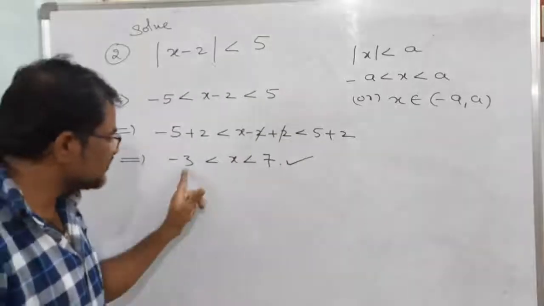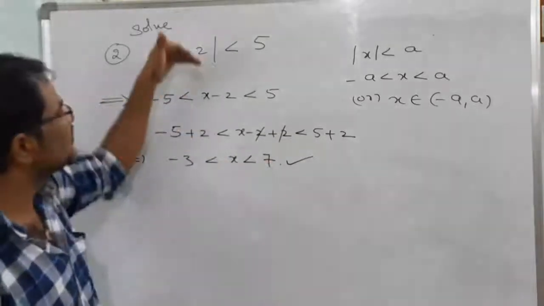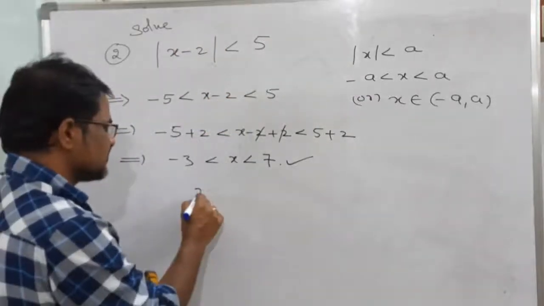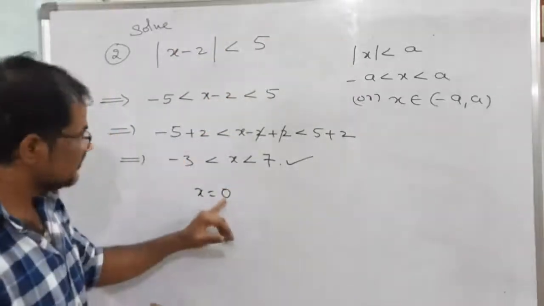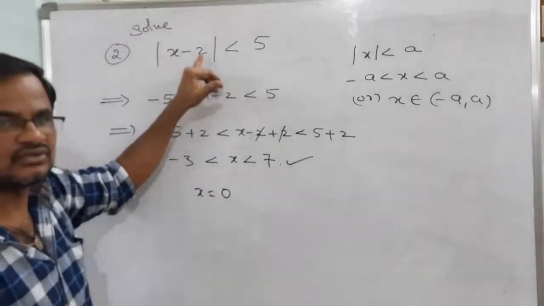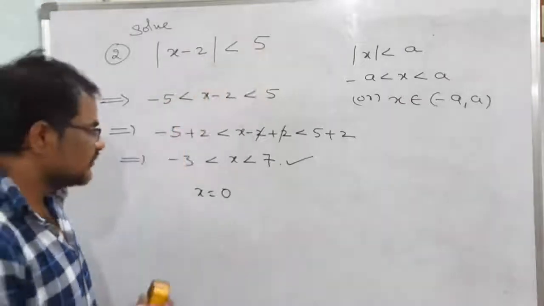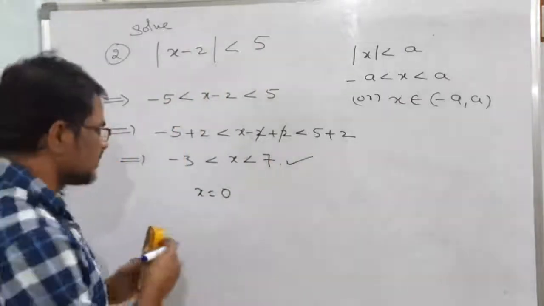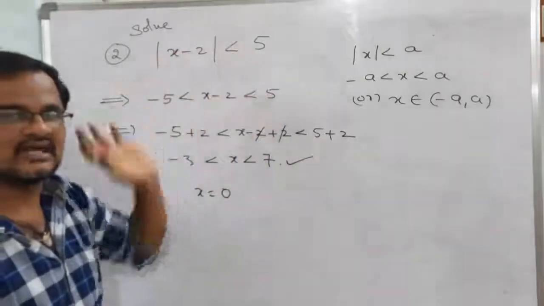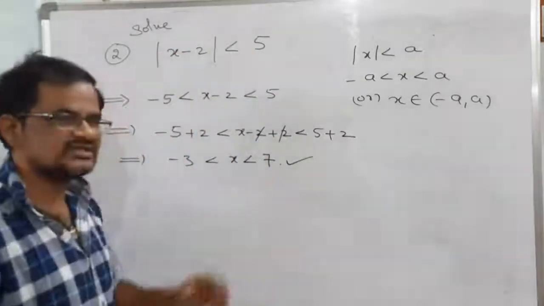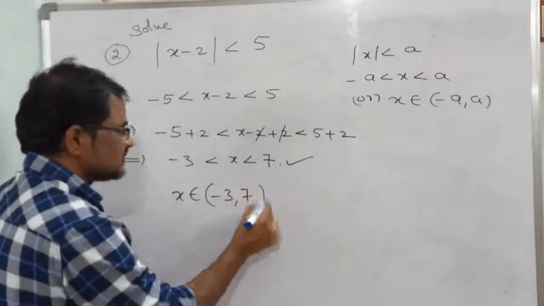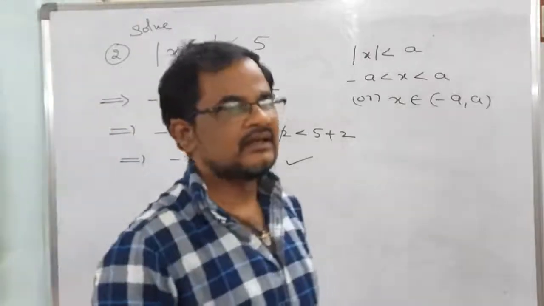In this, between minus 3 to 7, any real number you substitute here, that should be less than 5. Suppose between minus 3 to 7, x equal to 0 you can take. If you take x equal to 0, 0 minus 2, modulus of minus 2 is 2, less than 5 only. But other than this interval, suppose you take 8, 8 minus 2 is 6, not less than 5. In terms of intervals, how will you write? x belongs to open interval minus 3 to 7. This is our answer. Okay, right.